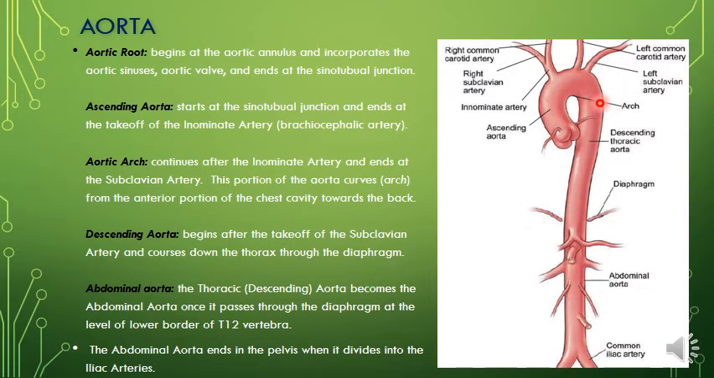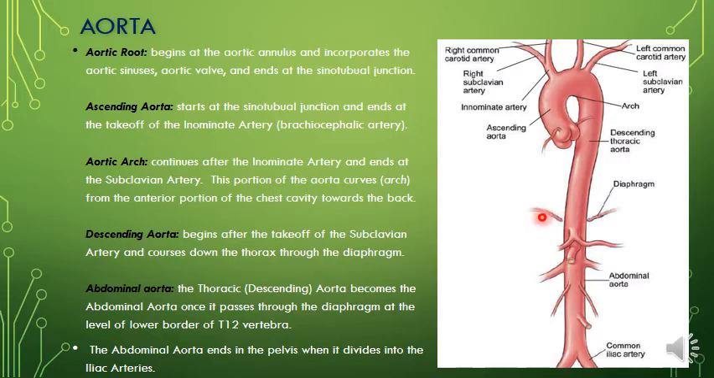Then the descending aorta begins after the takeoff of the left subclavian here, okay, and then courses down through the thorax and then through the diaphragm here. So this portion is called the descending aorta or the descending thoracic aorta.